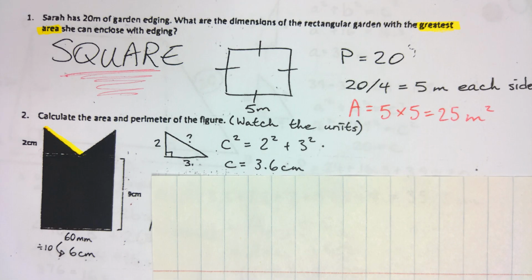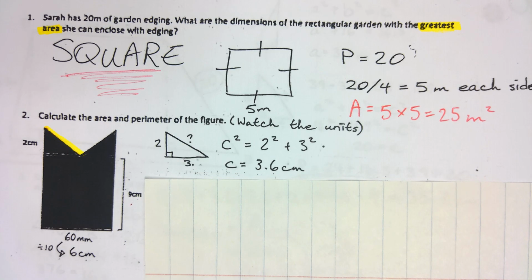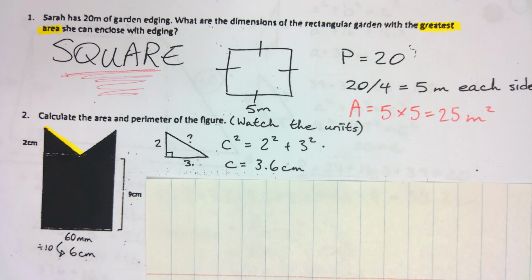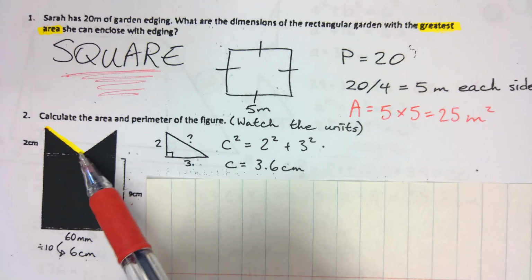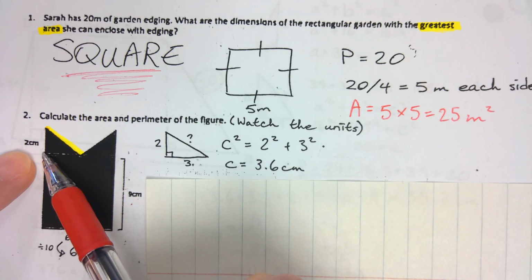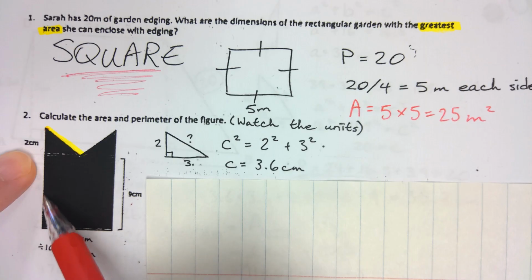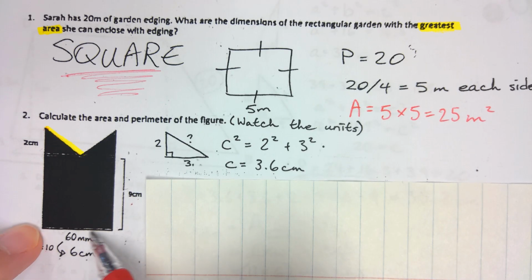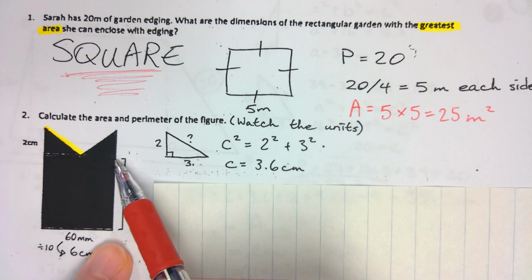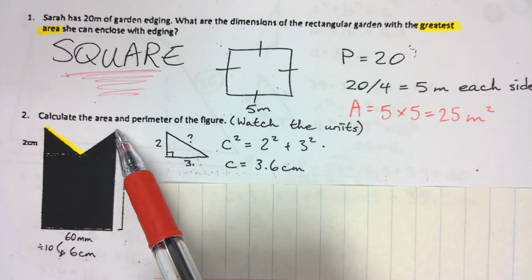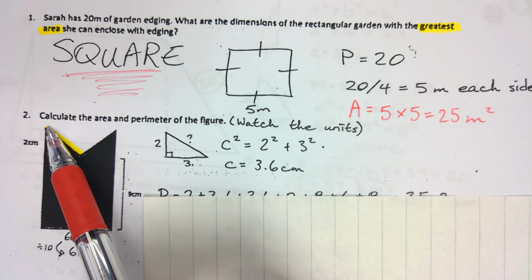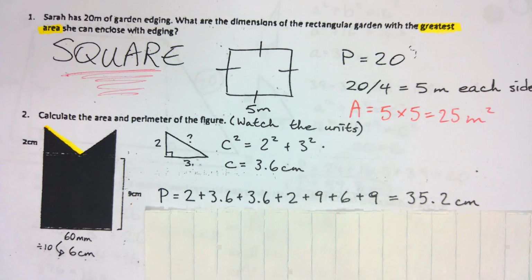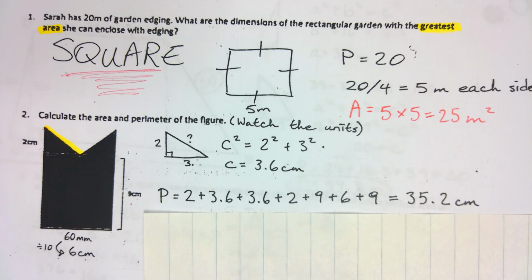Okay, so how do I calculate the perimeter? Alex, can you help me with adding? So I'm just adding all the outside for my perimeter. So this is the 2 plus 9 plus, back up this side, 9 plus, plus, plus, perfect. That's it. All right, and I get 35.2 centimeter.